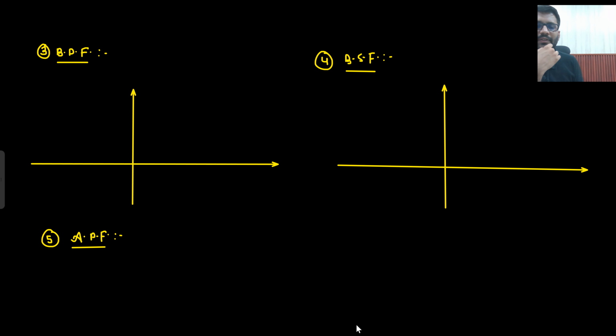Okay, so this is your high pass filter. What about band pass filter? Let's just say this is 0, this is pi and this is minus pi. Band pass filter: somewhere in between it will pass, and after that it will not pass.